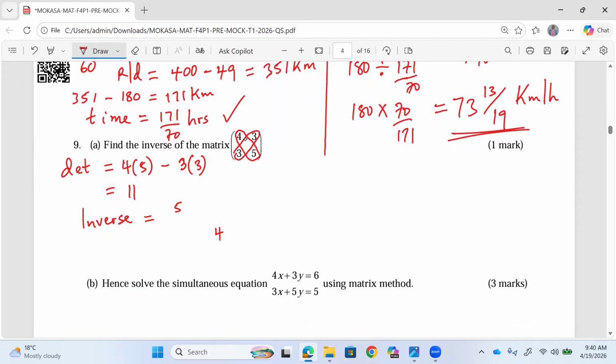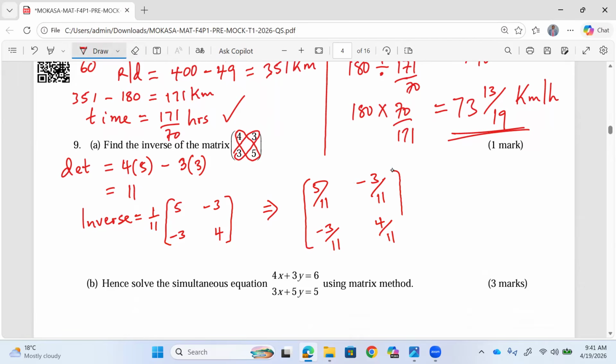Then for the 3's, we change their signs. If they are positive, they now become negative. Then after changing the positions and also the nature of the elements on the other diagonal, we now divide each by 11. So this shall be 5 over 11, negative 3 over 11, negative 3 over 11, then 4 over 11. We divide each element by the determinant.